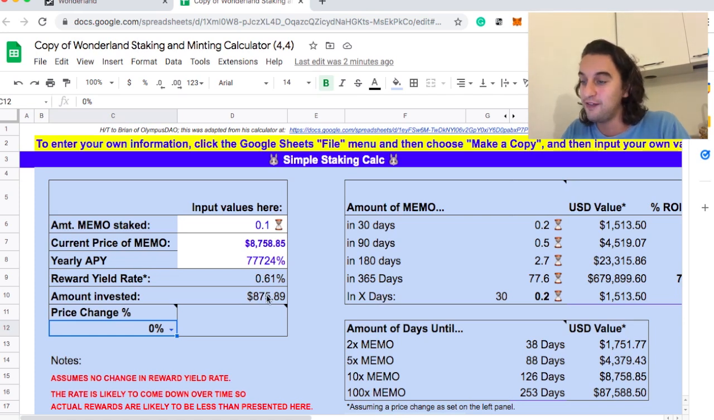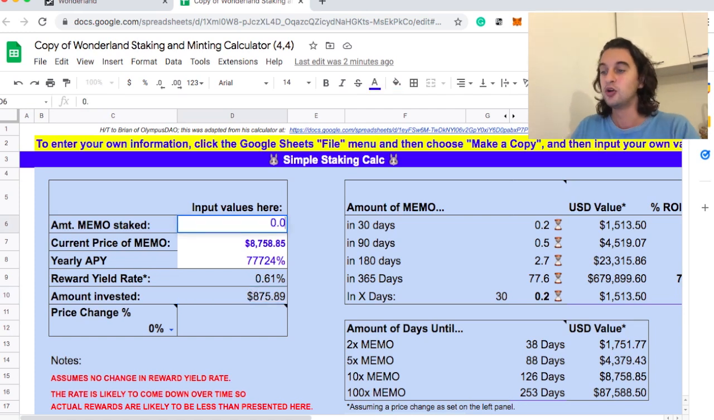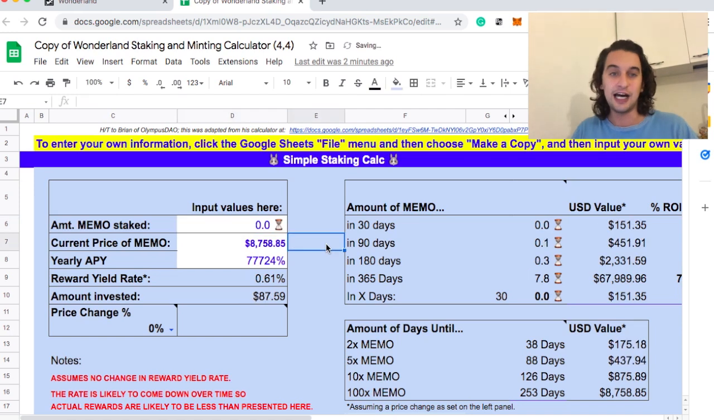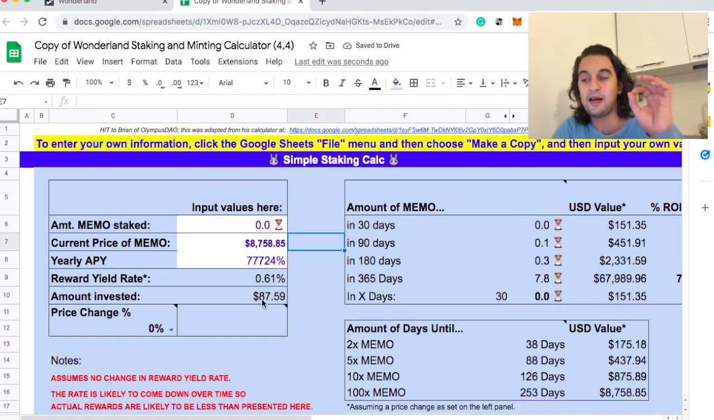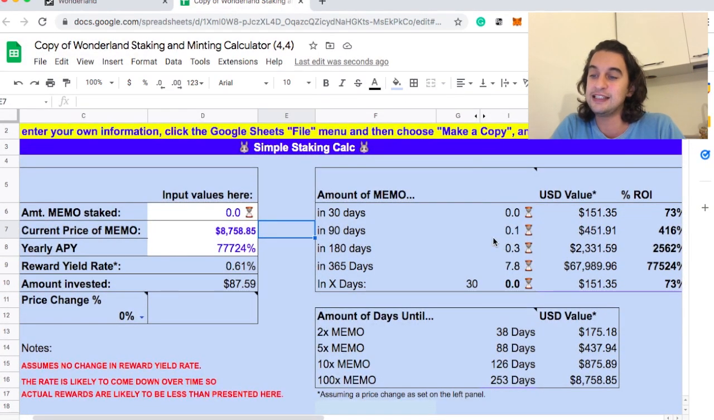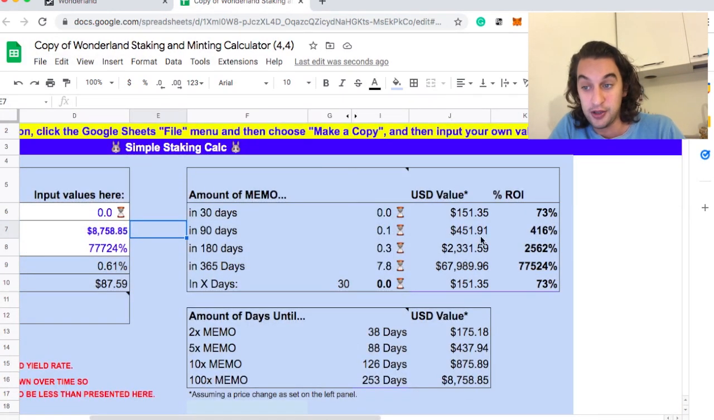Let's say you want to invest simply, let's go even lower. Let's go 0.01. So you only want to invest less than $100. So you have $87 invested, okay? Well, in 30 days from that $87 you would make $151. In 90 days you will make $451. In 180 days you would make $2,331 from that investment. And in 1 year you would have made a yearly income around $70,000 just from investing $87. It's incredible, it's mad.